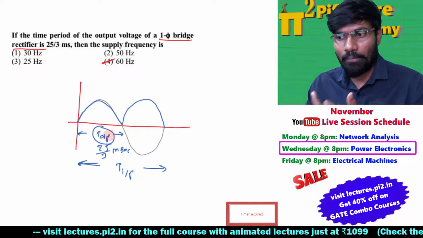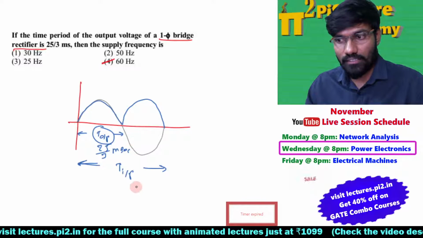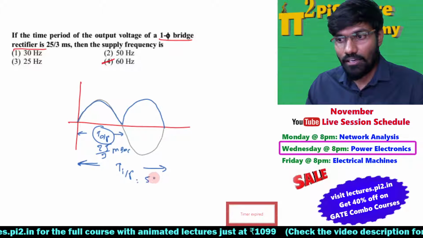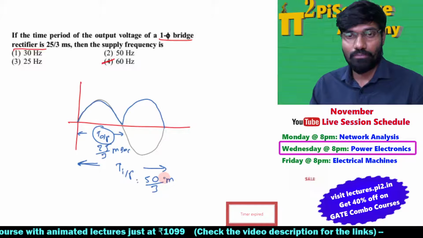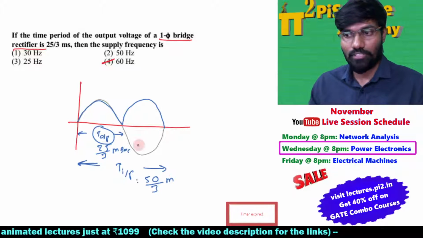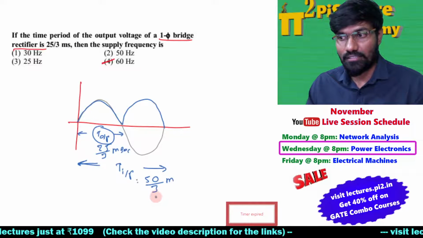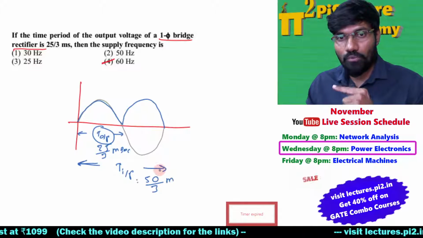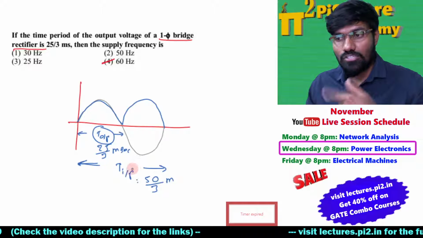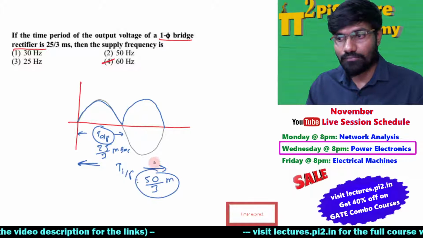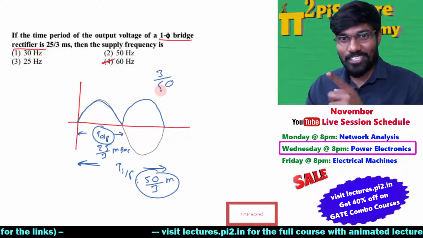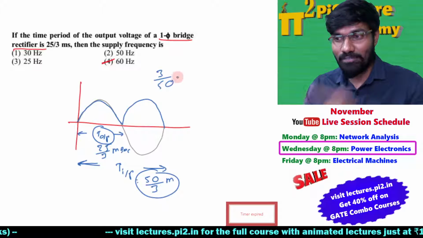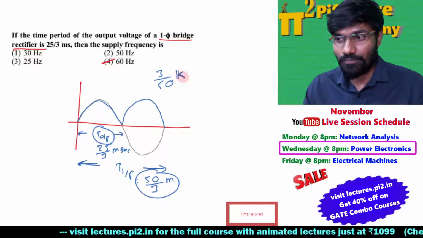If the output time period is this, the input time period is twice, right? So the input time period is 50/3 milliseconds. 25 into 2, 50/3 milliseconds. Now what we want is the frequency. So take the reciprocal of this, that is 3/50 milli also. You need to take care of milli also. Once you flip that, it's going to be kilo.